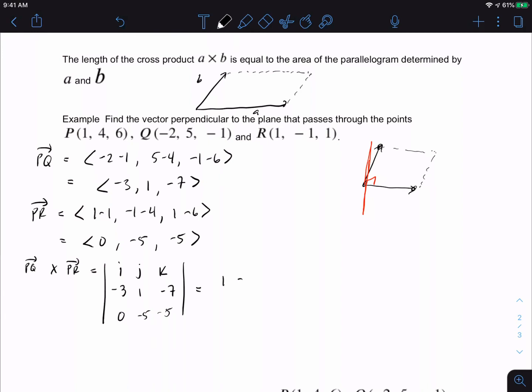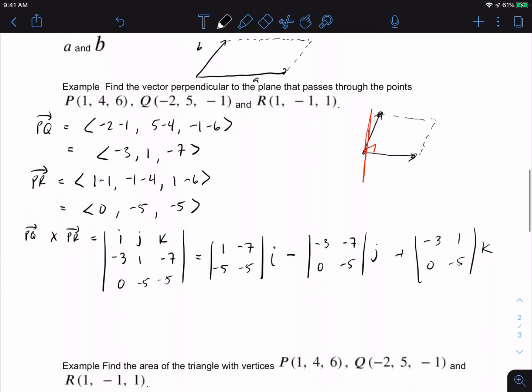So I'm going to go 1, -7, -5, -5. That's going to be my I. Minus -3, -7, 0, -5. That's going to be my J. And then plus -3, 1, 0, -5. That's going to be my K. That gives me -5 minus 35 for I, 15 minus 0 for J, and 15 minus 0 for K. And so I'm going to get -40I minus 15J plus 15K.